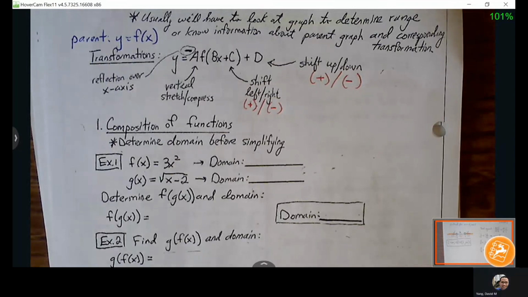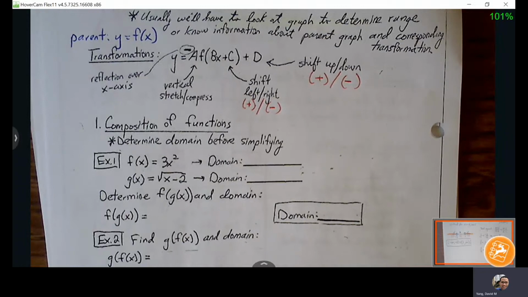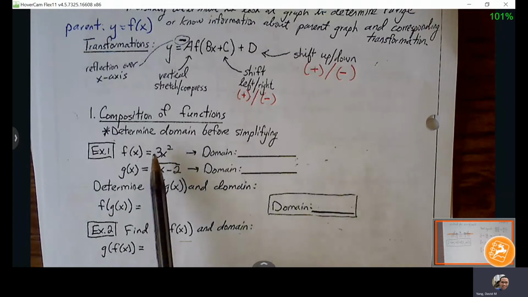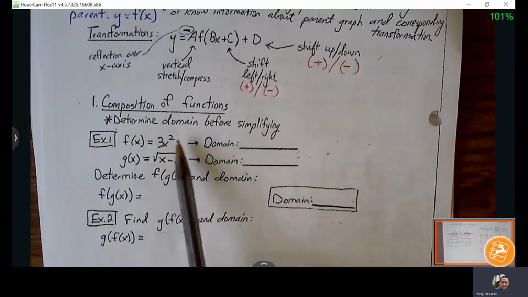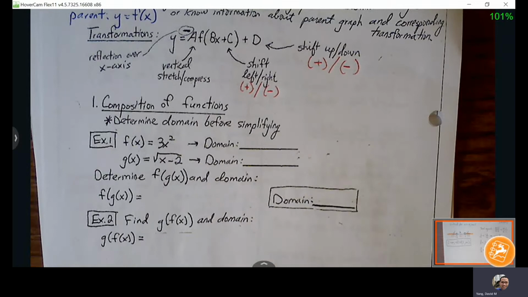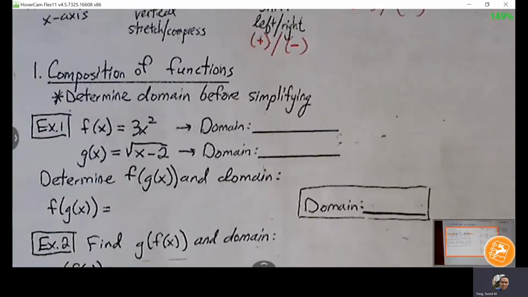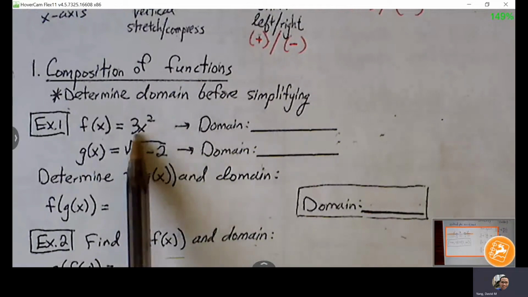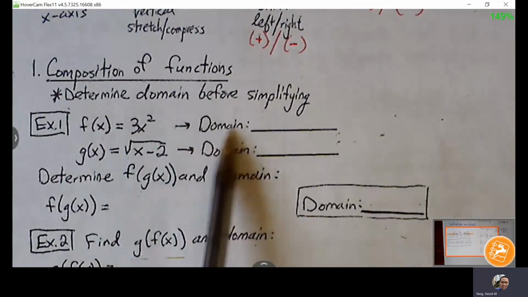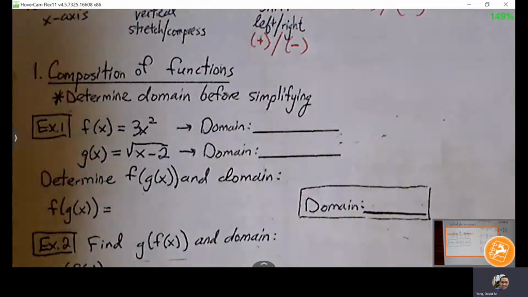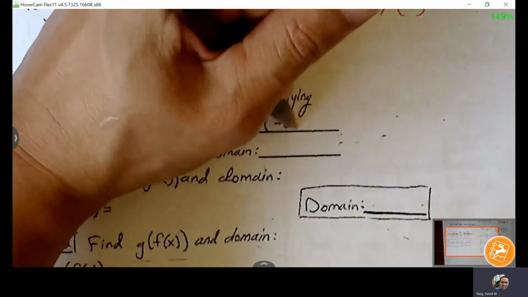Okay, composition of functions. This is where we are inserting a function into another function. So what we're going to do here is take these f and g and find their domain separately before we jump into our composite function. So let's think about 3x squared. If I have y equals 3x squared, that's a polynomial, that's a parabola. We know the graph is going to stretch infinitely in both directions. There's no breaks in the graph. So our domain is going to be all real numbers.